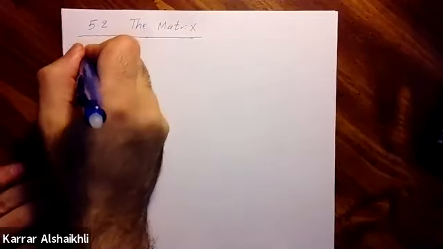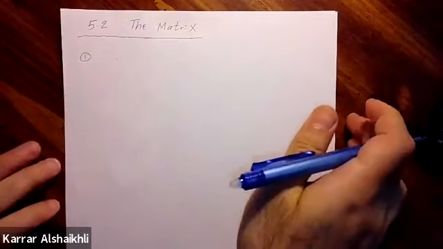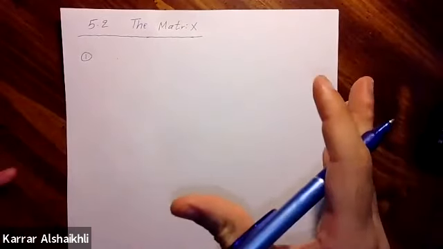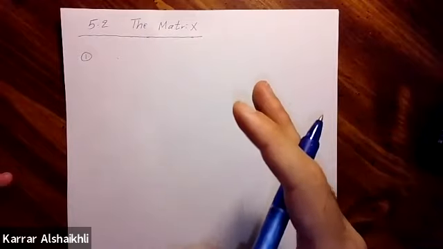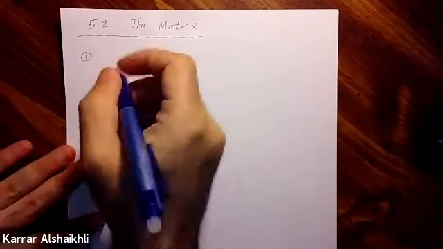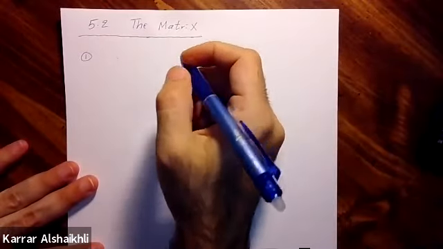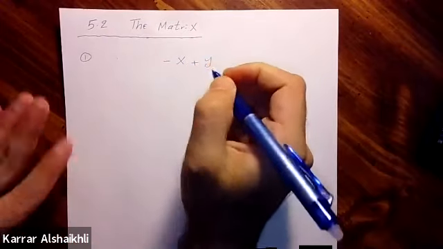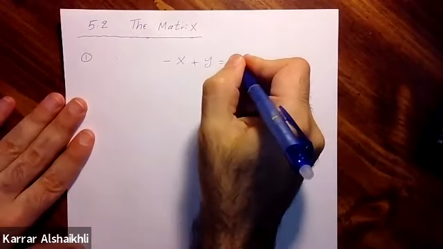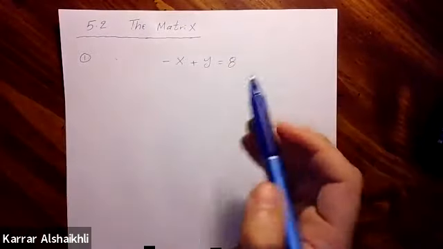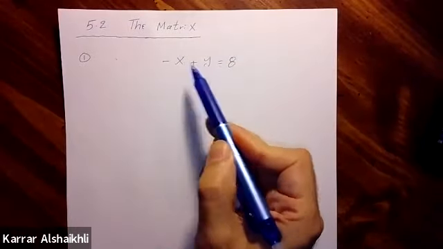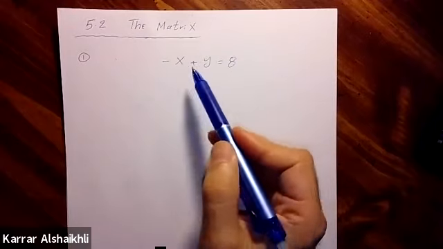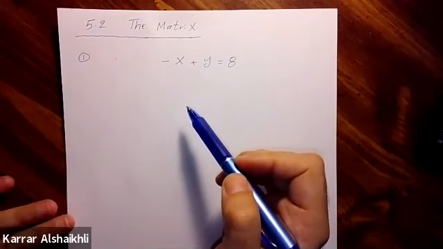So the first thing we have to learn, we will use the matrix to convert a system. How does the system look like? If you have negative x plus y equal 8, we already know this is a linear equation with two variables, x and y.